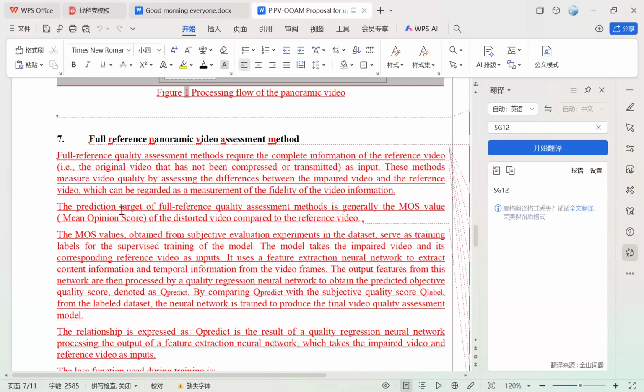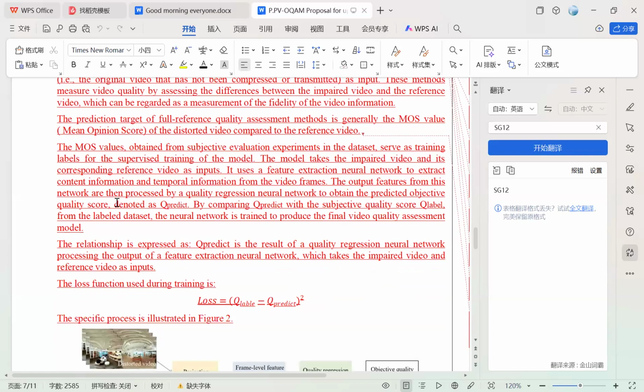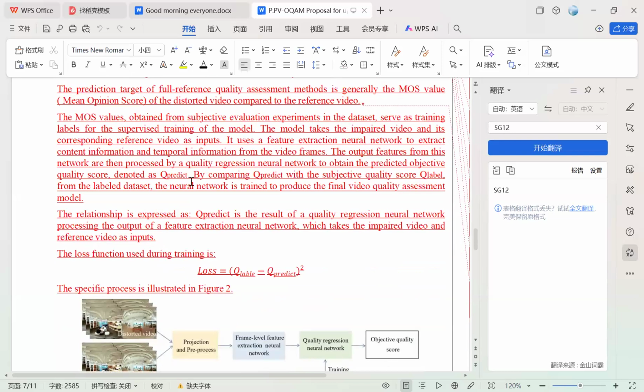Yes, these methods measure video quality by assessing the difference between the impaired video and the reference video, which can be regarded as a measurement of the fidelity of the video information. We also introduced two concepts. Q-label is the mean value obtained from subjective evaluation experiments in the dataset, served as training labels for the supervised training of the model. And we also give Q-predict.